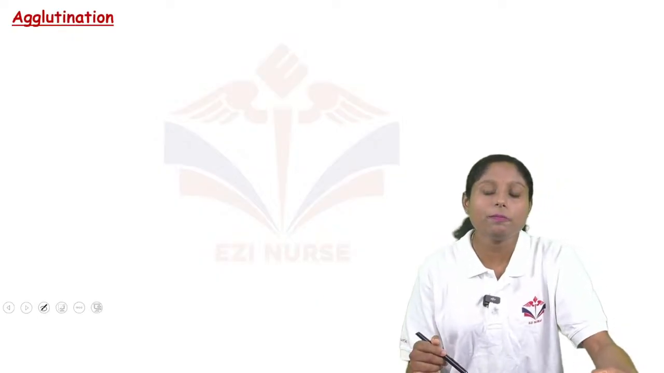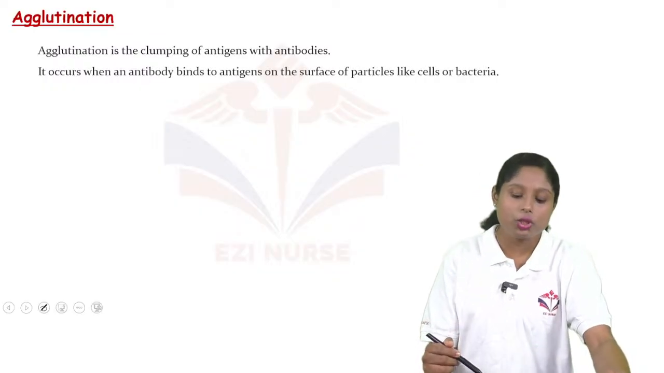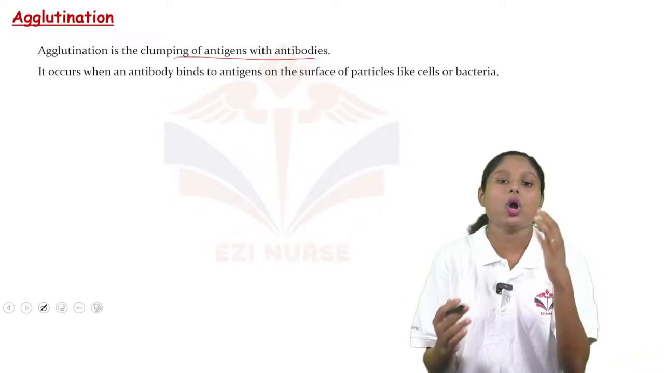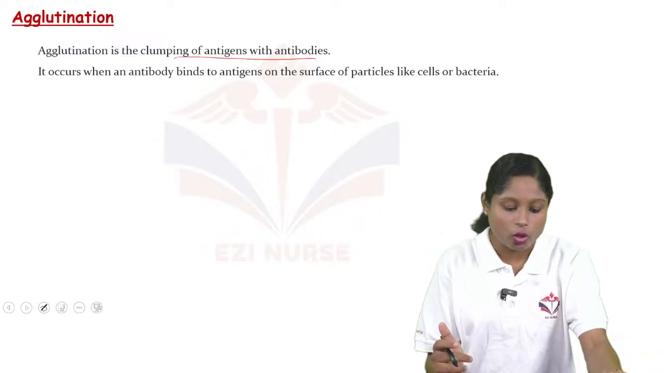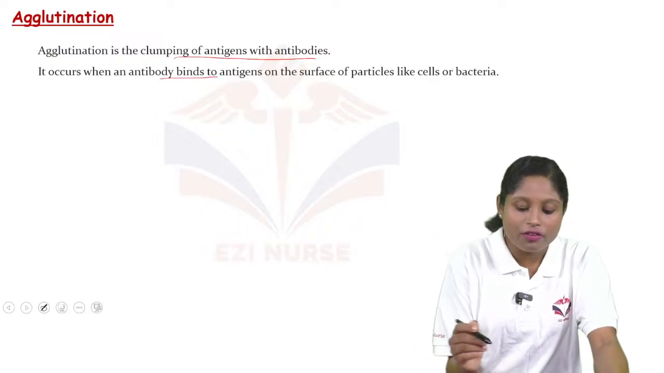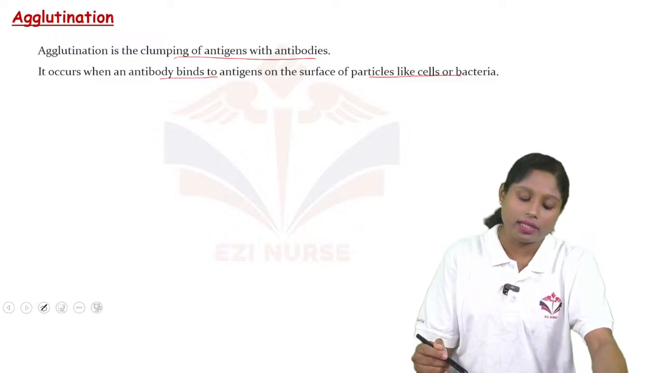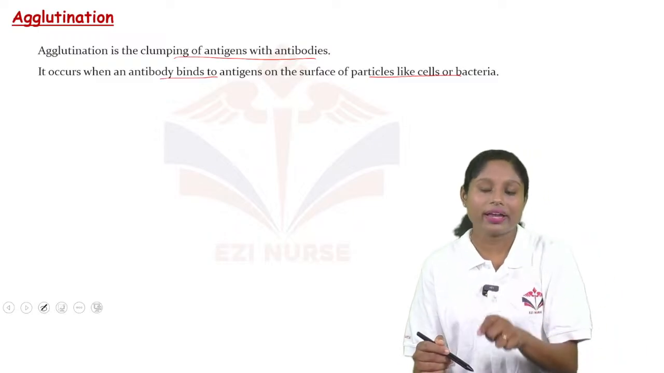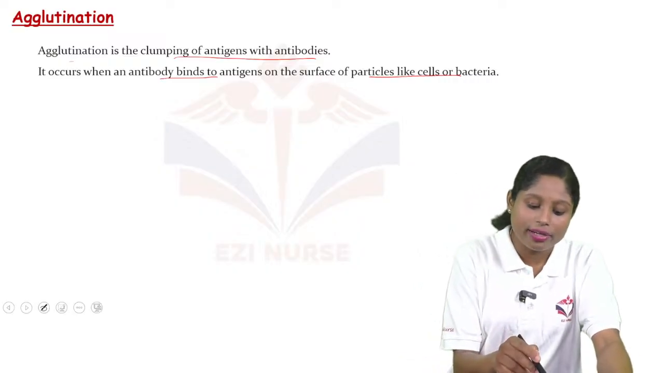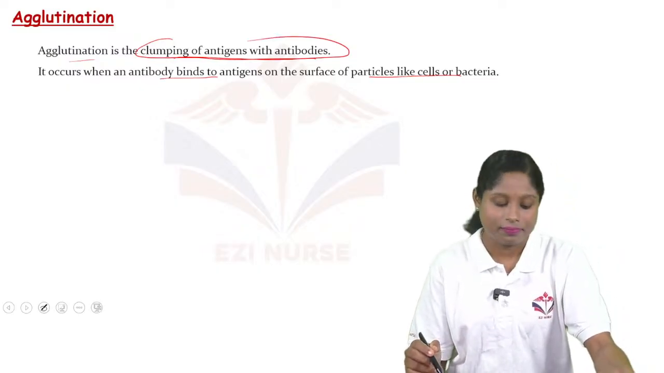Yes, the next important procedure that may come for the exam is agglutination. So what is agglutination? It is the clumping of antigen with antibodies. It occurs when an antibody binds to an antigen on the surface of particles like cells or bacteria. So agglutination is the clumping of antigens with antibodies.